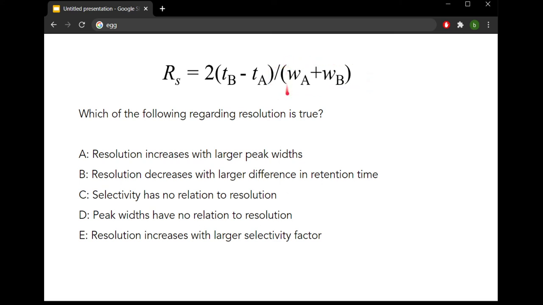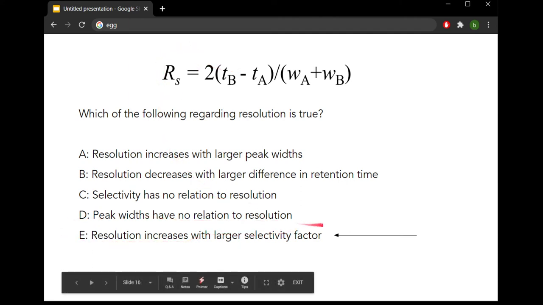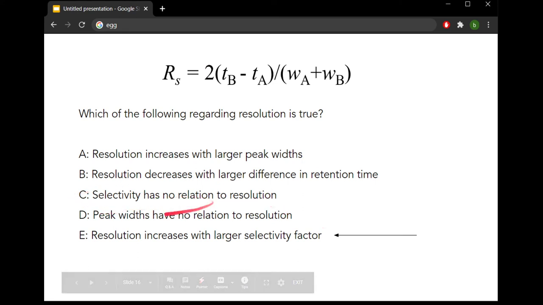So when you divide by a big number, this number becomes smaller. So resolution decreases with larger difference in retention time. This is wrong. Do you know why? It's because if this is larger in the numerator, RS also becomes larger. As we've seen with E, C cannot be correct, and D is definitely wrong because D is included in the term itself.